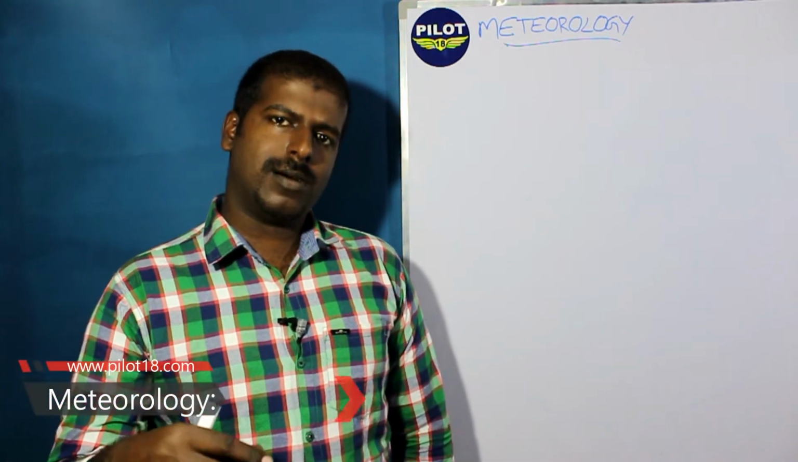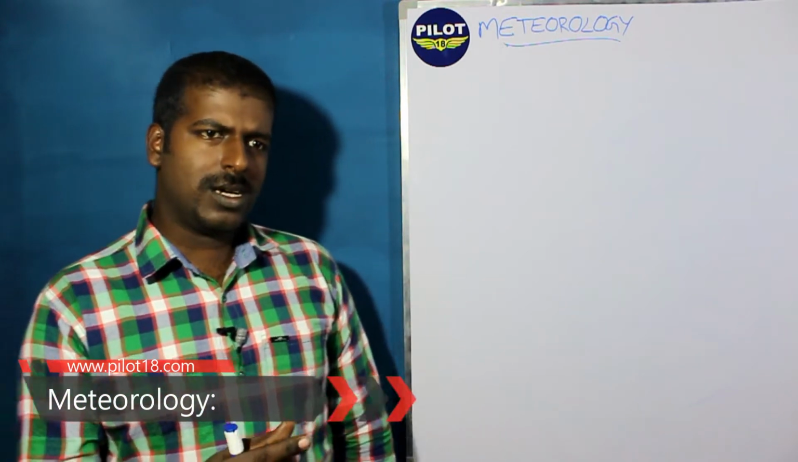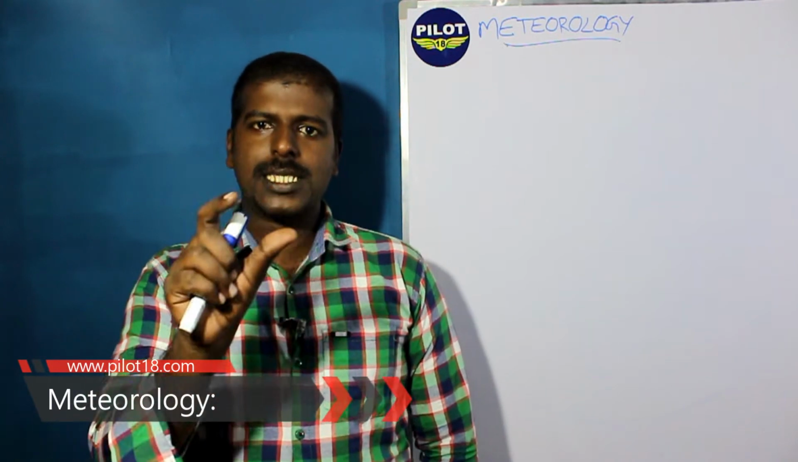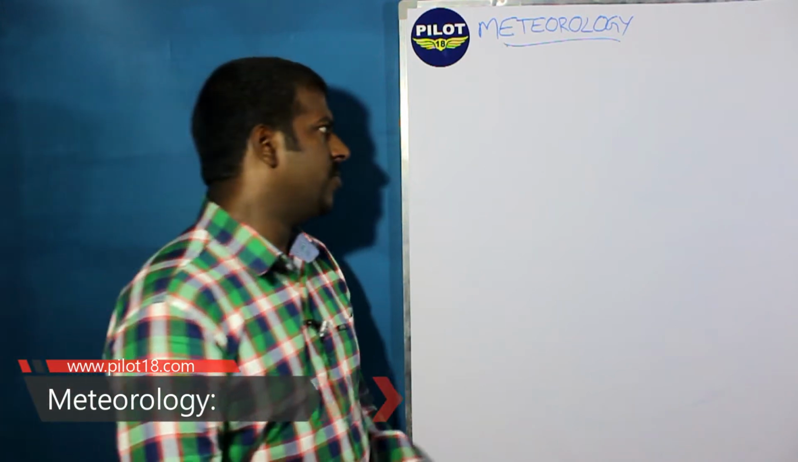So what is the melting point of ice in Kelvin? It is 273 Kelvin. Okay, 0 degrees Celsius equals 273 Kelvin. 0 Kelvin equals -273 degrees Celsius. Okay, and then comes Fahrenheit also.